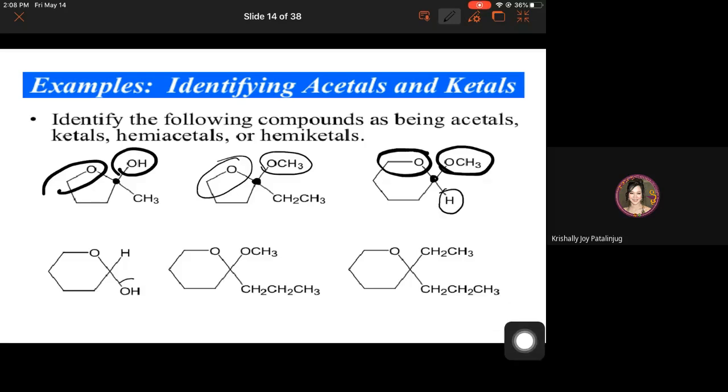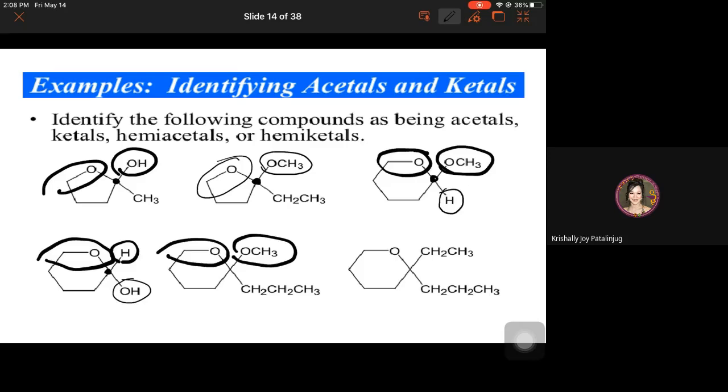Next, there is an OH. So, hemi, straight away. Hemi. What is this hemi? It has an OR also. Very good. It's hemiacetal. Okay? Very good. What about this one? OR, then OR. Attached on the same carbon. Very good. It's ketal. Okay?